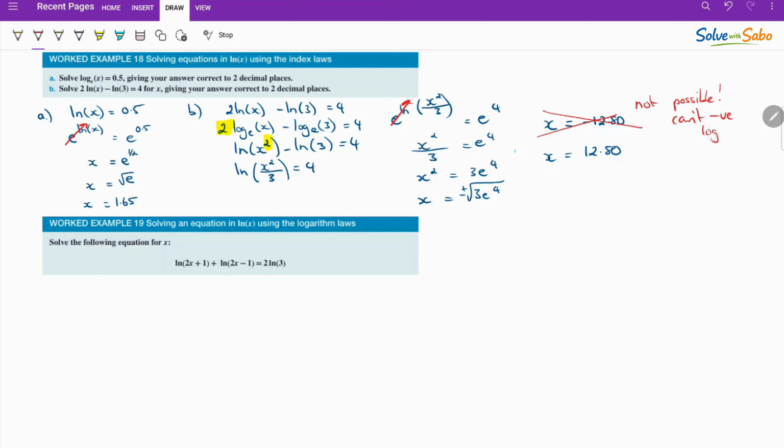Can't negative log. Not possible. Can't. Oh, I better write that a little bit better, sorry. It's not that I can't negative log. That wording's not quite right. It's that I can't log a negative.